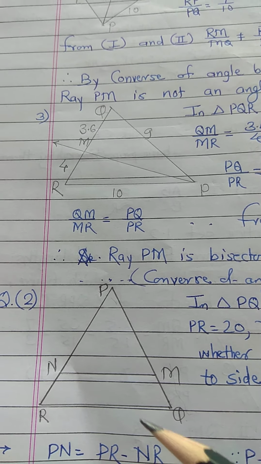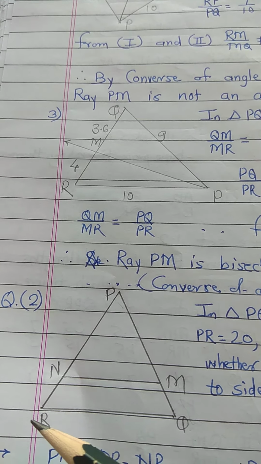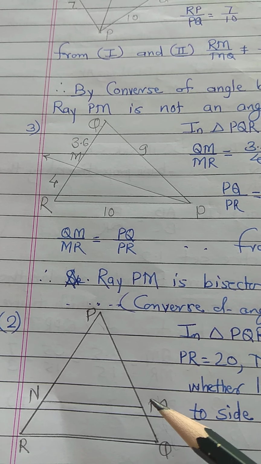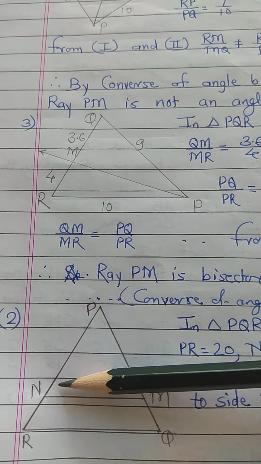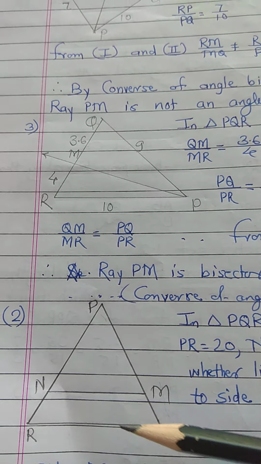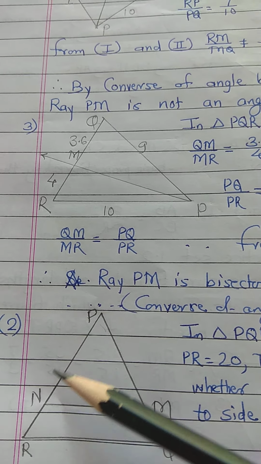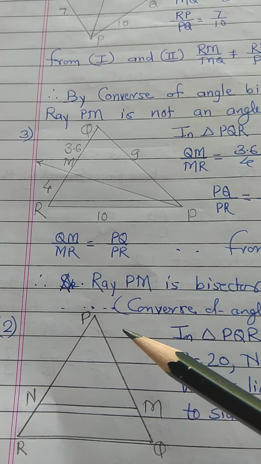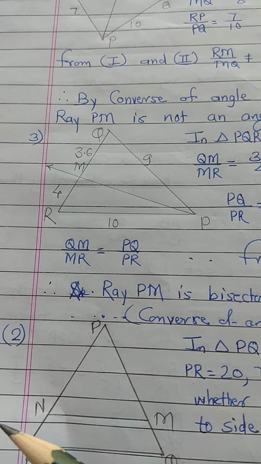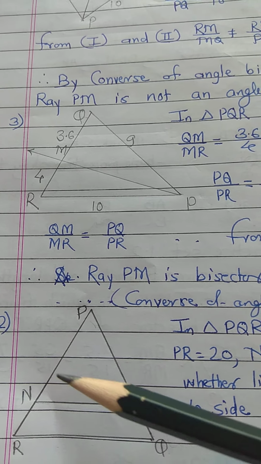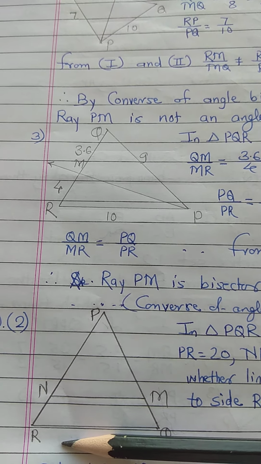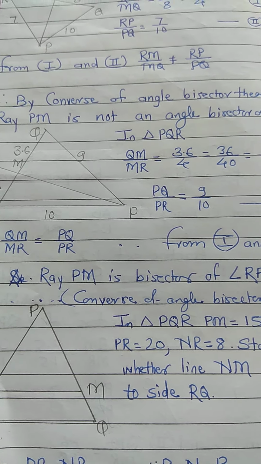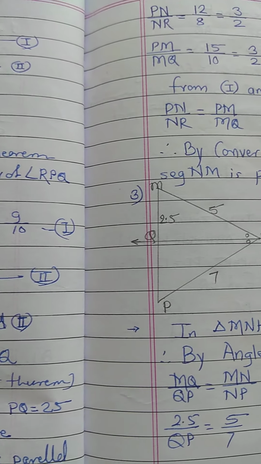Why is it so? Because the ratio PN upon NR is equal to the ratio PM upon MQ. Whenever we want to prove that NM is parallel to RQ, we should check the ratio of PN upon NR and the ratio of PM upon MQ. If the ratios are equal, then and only then can we say that NM is parallel to RQ. This is the converse of the basic proportionality theorem.